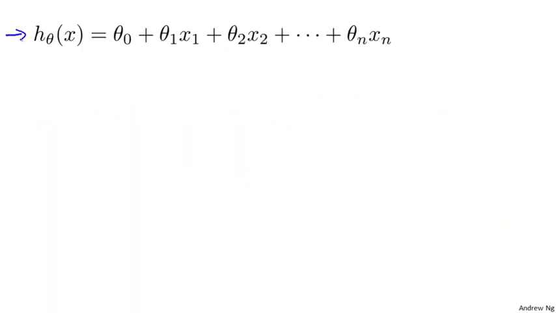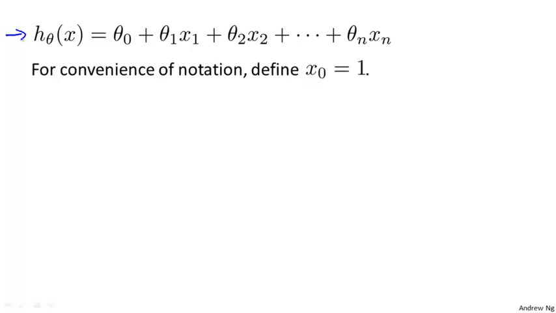Here's the form of our hypothesis rewritten on this slide, and what I'm going to do is introduce a little bit of notation to simplify this equation. For convenience of notation, let me define x subscript 0 to be equal to 1. Concretely, this means that for every example I have a feature vector x superscript i, and x superscript i subscript 0 is going to be equal to 1. You can think of this as defining an additional 0 feature. So whereas previously I had n features x1, x2 through xn, I'm now defining an additional 0 feature that always takes on the value of 1.